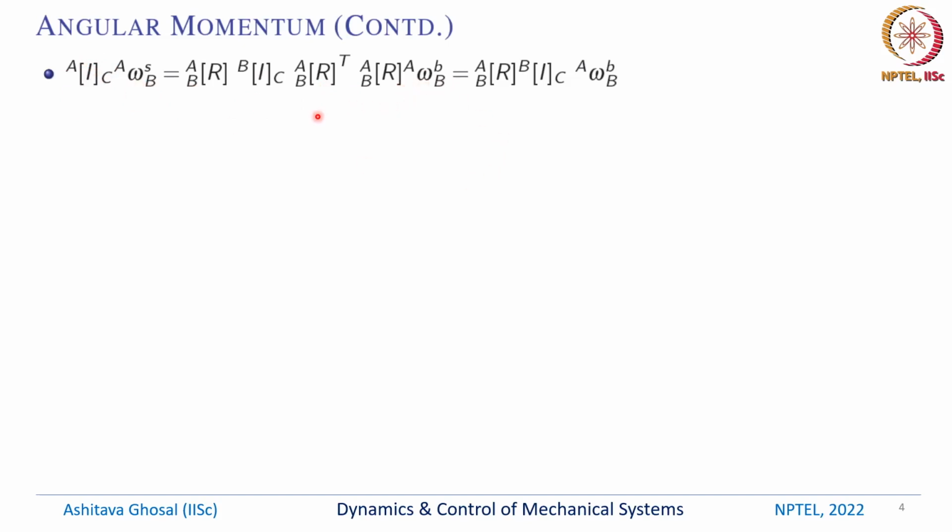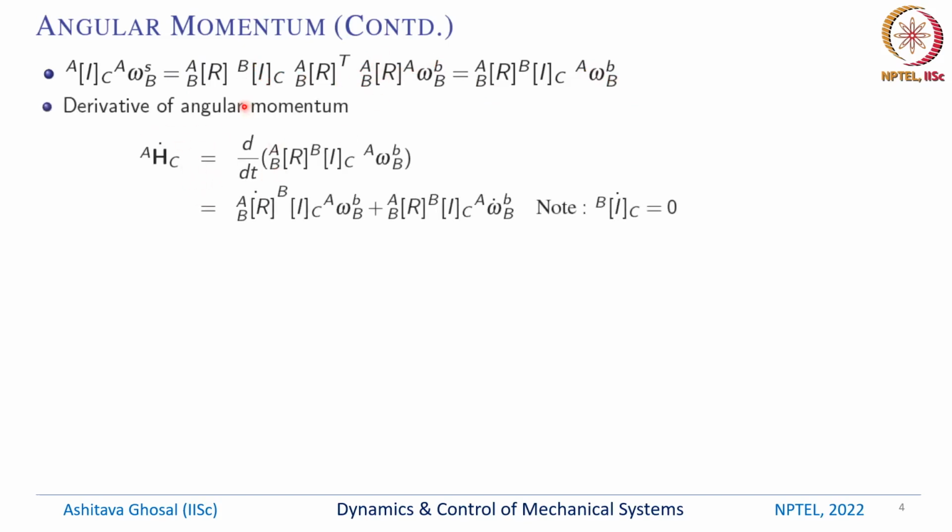and this space fixed angular velocity can be written in terms of body fixed. So now what you can see is this ABR transpose and ABR, they will give an identity matrix. Okay, so hence we are left with ABR BIC into A omega B, because these two will become identity.